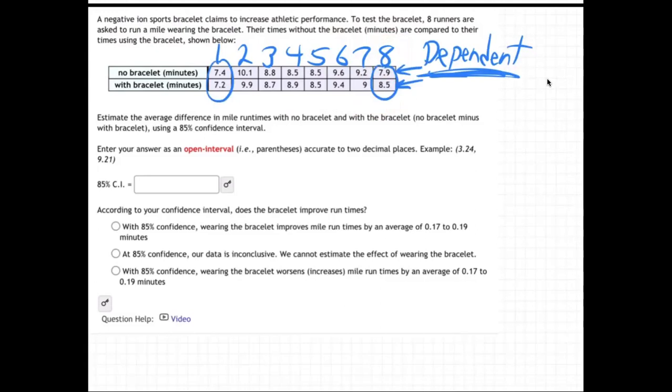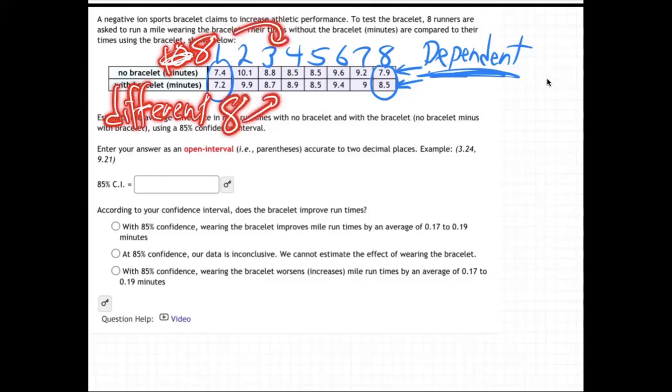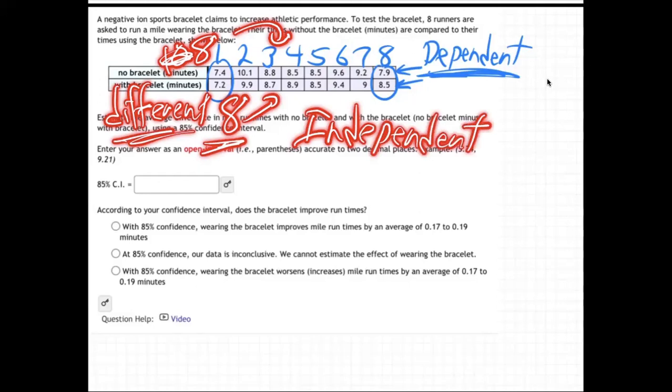Now, they could have set this whole question up differently. They could have said, look, we're going to have 8 people run with no bracelet, and then a different 8 people run with the bracelet. Like 16 people altogether. We could have compared those. That would have been independent. Those would have been 2 separate independent groups, and we would be choosing the calculator tools for independent. But that's not as good as what we're doing.